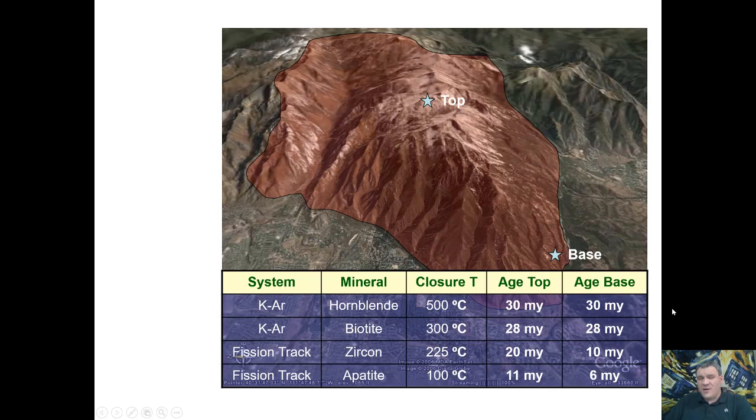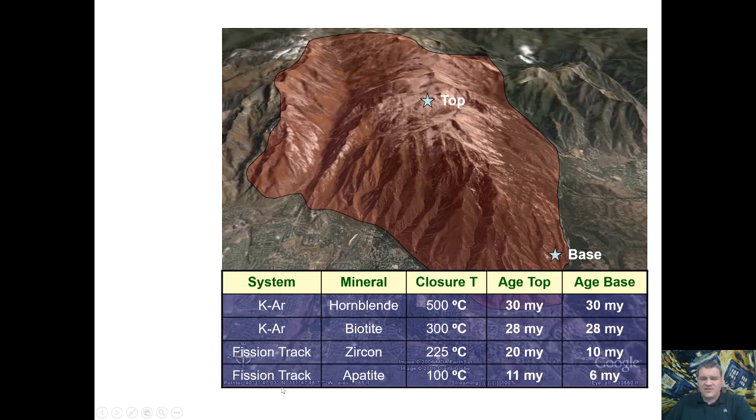Well, what's actually going on is this isn't telling us the age of the rock at all. It's telling us about different closure temperatures. So remember, potassium to argon in hornblende has a closure temperature at 500. So this rock cooled off below 500 Celsius 30 million years ago. Then it cooled off below 300 Celsius 28 million years ago. So it took 2 million years for this rock to cool from 500 Celsius to 300 Celsius.